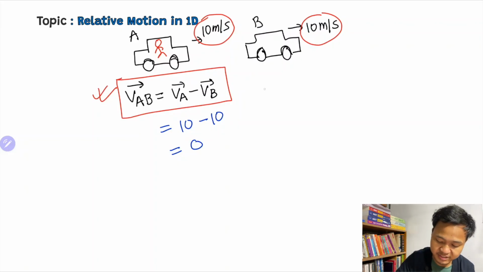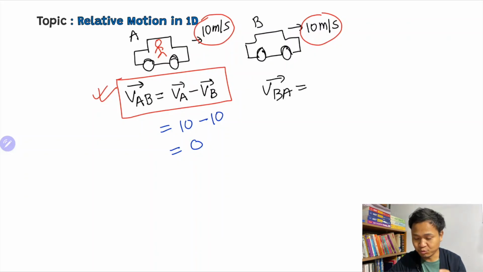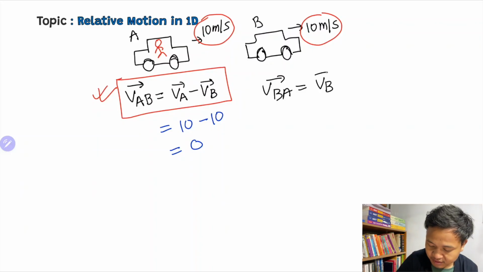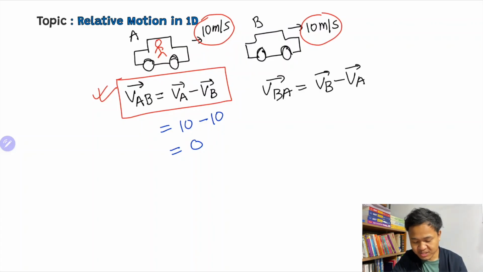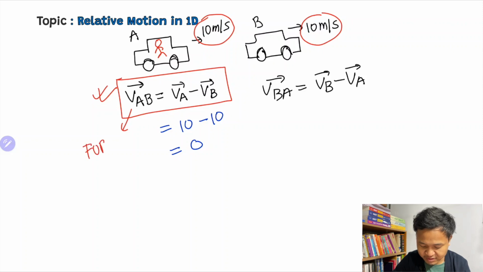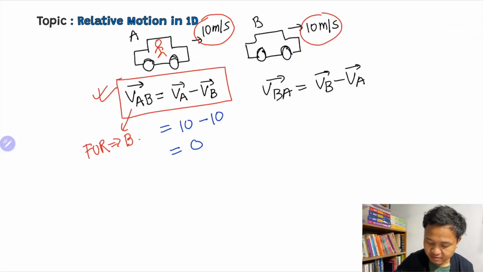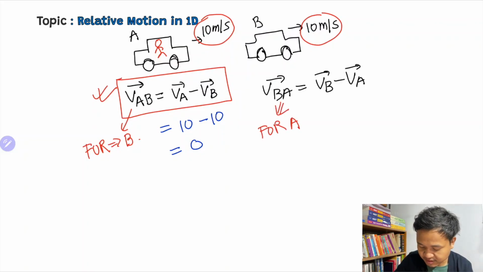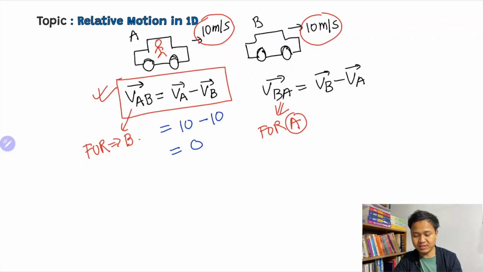Similarly you can write VBA, velocity of B with respect to A. So here VB minus VA. This is how you write it. So when you say velocity of A with respect to B, what is your frame of reference? Frame of reference is B. You are sitting in B and observing A. If you say velocity of B with respect to A, here the frame of reference is A. You think of yourself as A, and then you're watching B.